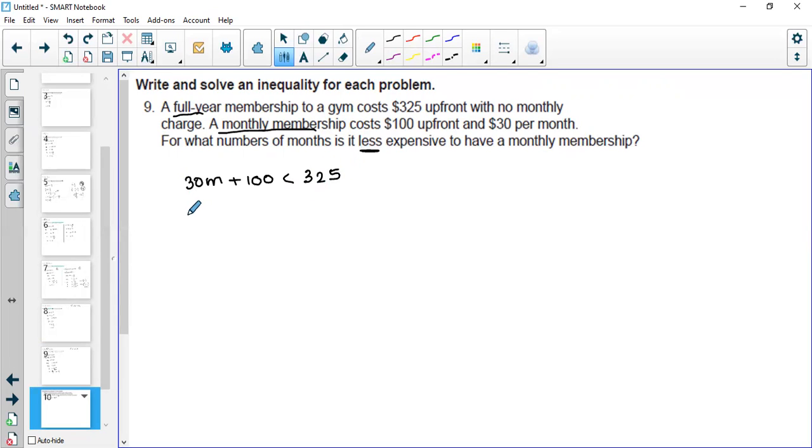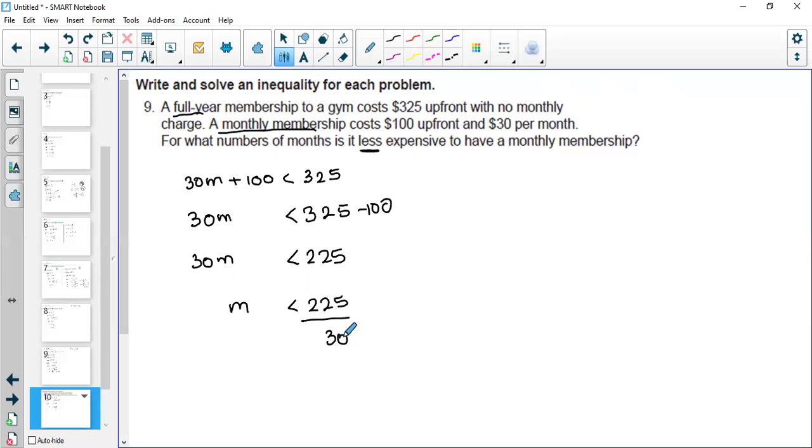So I think after this you can simply solve it. 30m is less than 325 minus 100. Then 30m is going to be less than 225. m is less than 225 divided by 30. So if you divide 225 by 30, okay, let me do it for you so that you will remember the steps.